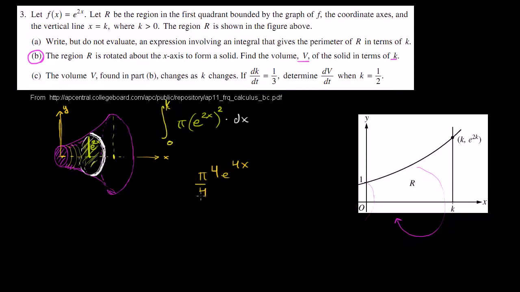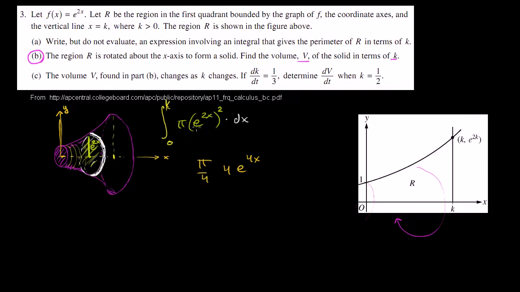But what this does is give us, actually let me rewrite it a little bit. We can rewrite this as pi over 4 times 4e to the 4x. I just multiplied and divided by 4. And the reason I did that is so that we have the derivative of 4x sitting right over here. We have this 4. Pi over 4 is a constant, so we can actually take it out of the integral.